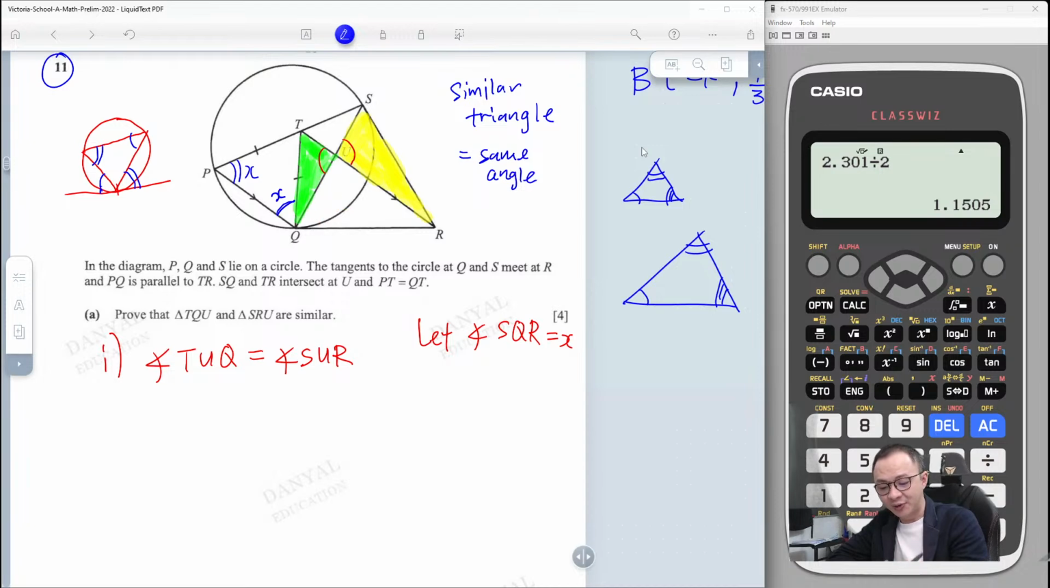I use the same color so it's less confusing for most of the students. Then alternate angle, do you see some parallel line? Since this is x, then this one will be x also, right? If they are parallel. My drawing is very bad. So both of these will be x, right? If they are parallel line here. So therefore, this angle inside will be x also. Okay, I need one more x for the yellow triangle.